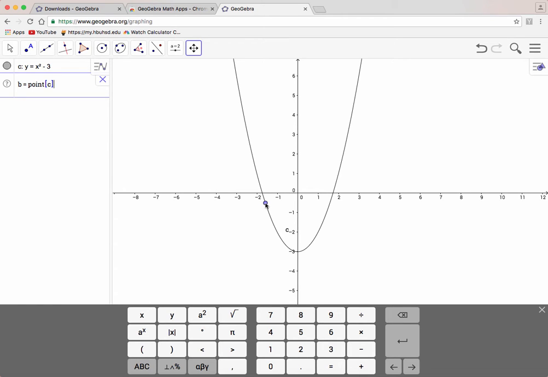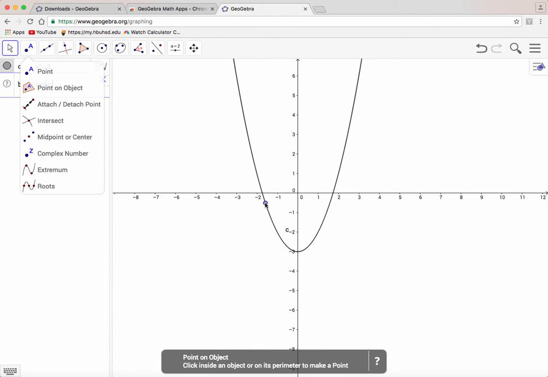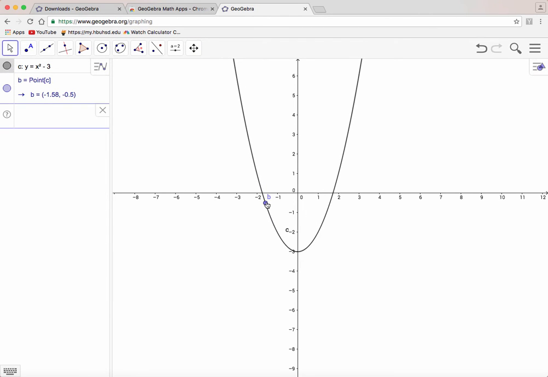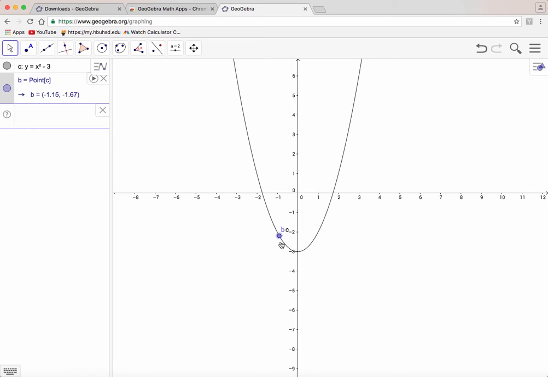What this means is you can click on this arrow icon right here and you can move the point around, but notice it never goes off of the function. So B is a point that is stuck on the graph of y equals x squared minus 3. This is important. Okay, so there's my point B.